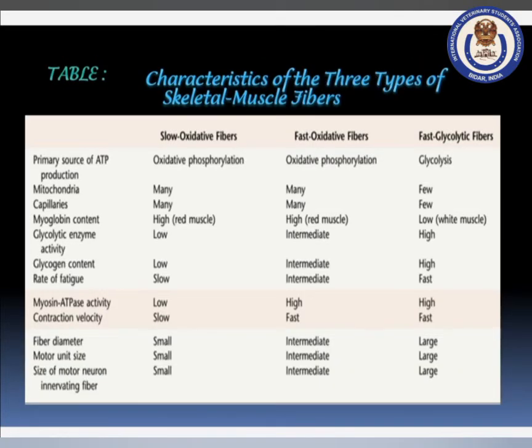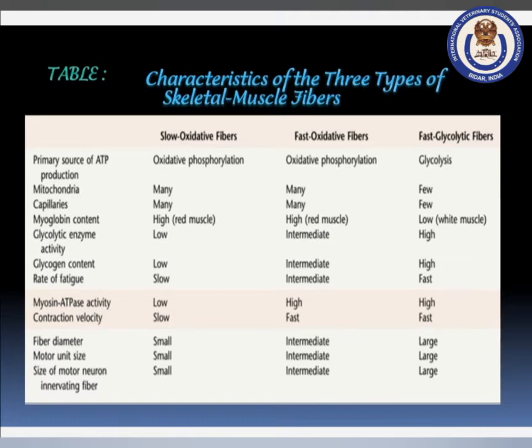Now we look at the table which shows the differentiation between the 3 muscle fibers. First, the primary source of ATP production is oxidative phosphorylation in slow oxidative fibers and fast oxidative fibers, and glycolysis in the fast glycolytic fibers. Mitochondria, capillaries and myoglobin content are many and high in the slow and fast oxidative fibers and low or few in the fast glycolytic fibers. Glycolytic enzyme activity and glycogen content is low in the slow oxidative fibers, intermediate in the fast oxidative fibers, and high in the fast glycolytic fibers.